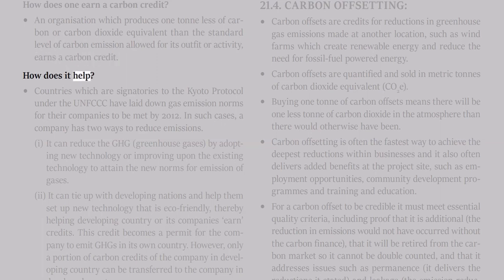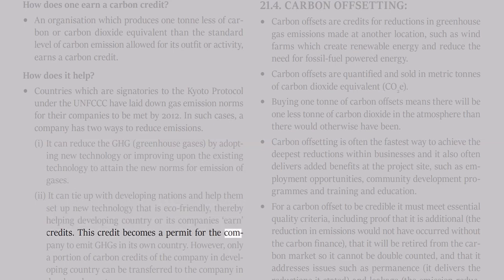How does it help? Countries which are signatories to the Kyoto Protocol under the UNFCCC have laid down gas emission norms for their companies to be met by 2012. In such cases, a company has 2 ways to reduce emissions. 1. It can reduce the GHG, greenhouse gases, by adopting new technology or improving upon the existing technology to attain the new norms for emission of gases. 2. It can tie up with developing nations and help them set up new technology that is eco-friendly, thereby helping the developing country or its companies earn credits.